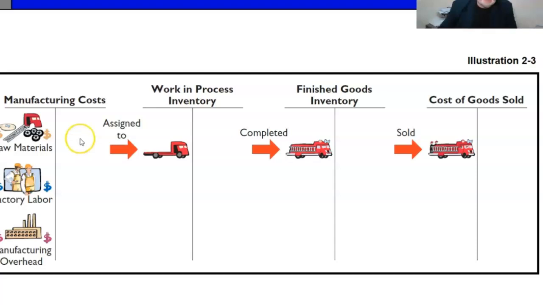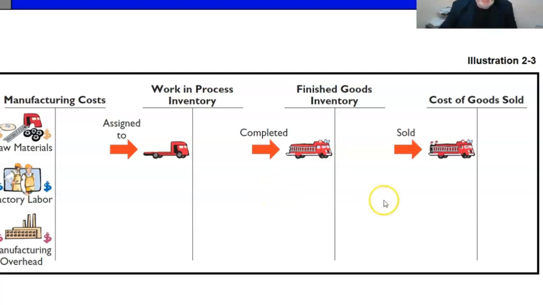Everything that's put into production, material, labor, and overhead, is a debit to work in process. Now, when the job is finished, we credit work in process and we debit finished goods. And when we sell the goods, we credit finished goods and we debit cost of goods sold. So that's how the costs flow through the process.